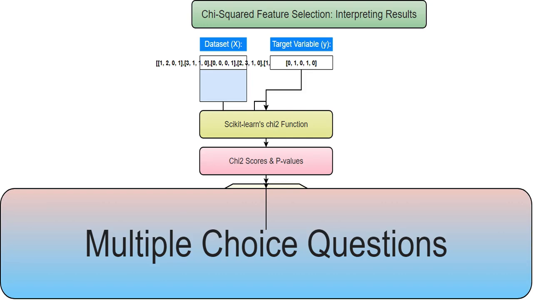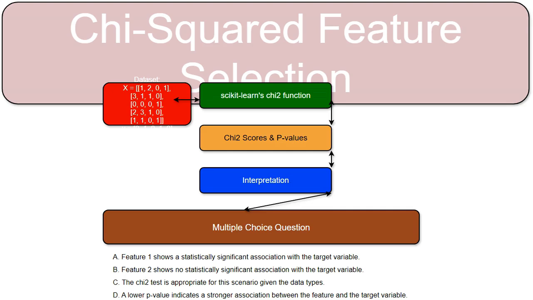This is the quiz section, testing your understanding of the analysis of the results obtained by applying the chi2 test on the provided dataset and target variable. This shows our data. I have 5 samples, each with 4 features. Think of it like this. Each row is a person, and each column represents something I'm measuring about that person, like height, weight, etc.